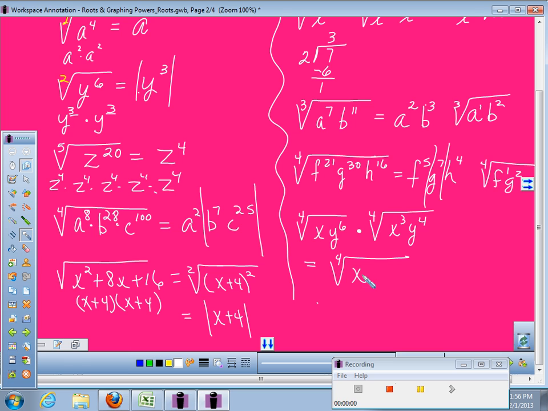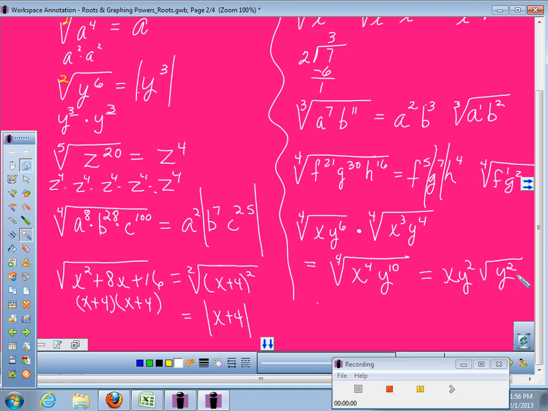That's going to be x to the what? 1 and 3 would be x to the 4th. 6 and 4 would be 24. Are you adding or multiplying? So it would be 10. Then break it down. How many times does 4 go into 4? Once exactly, no remainder. So we'll just have an x on the outside. How many times does 4 go into 10? Twice, that's 8, so the remainder is 2.